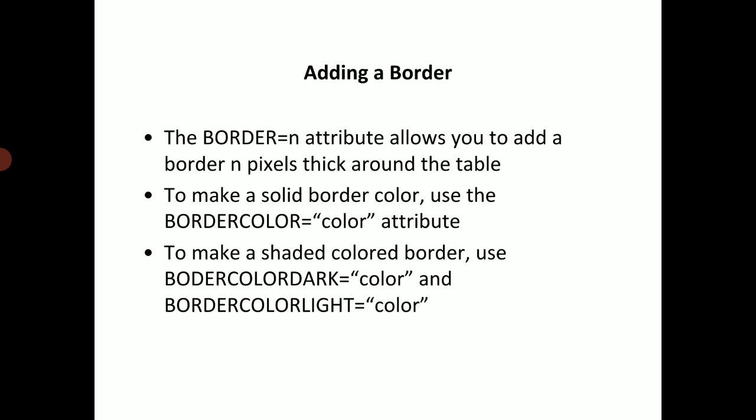Adding a border: we can add a border to a table by using the border attribute, that is border equal to n, where n is the number of pixels thick around the table. To make a solid border color, we use the bordercolor equal to color attribute. To make a shaded colored border, we use either the bordercolordark or bordercolorlight attributes with a value called color.